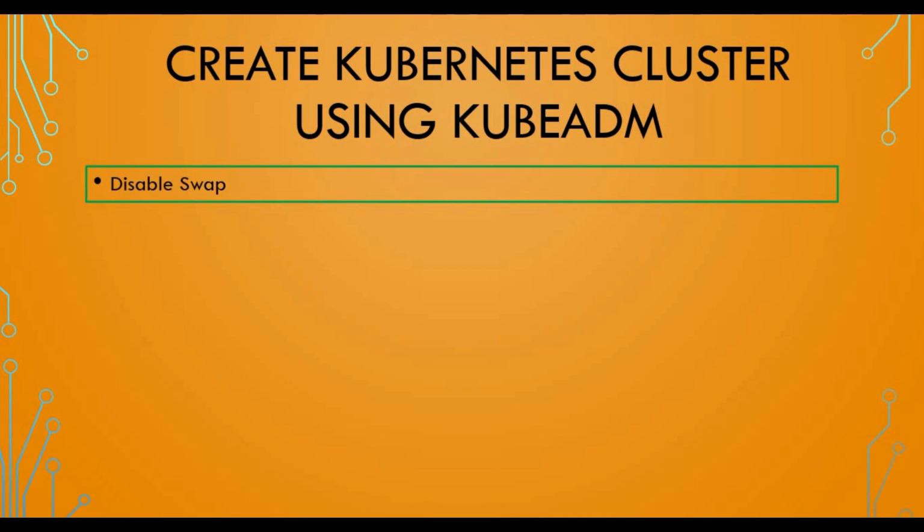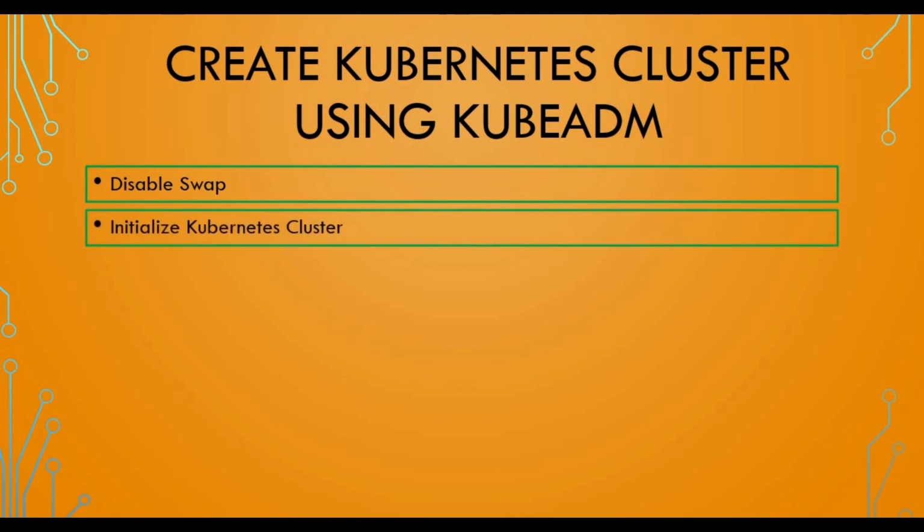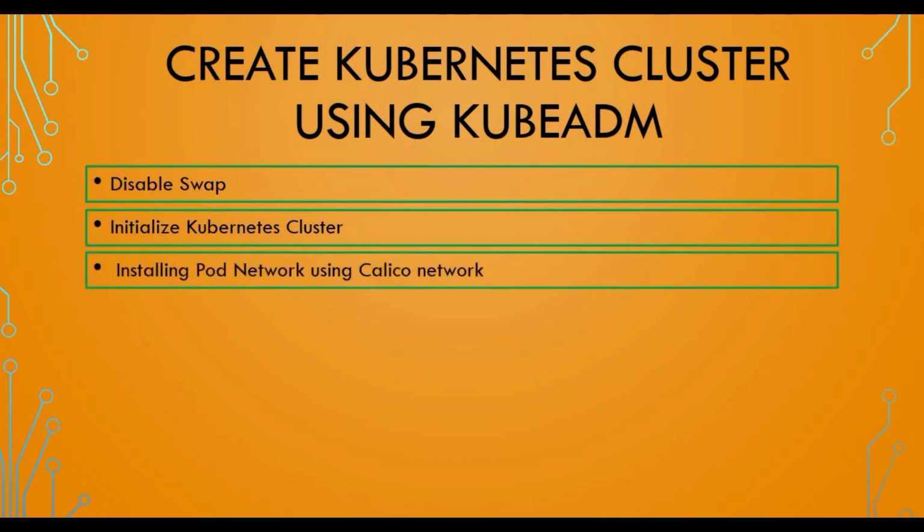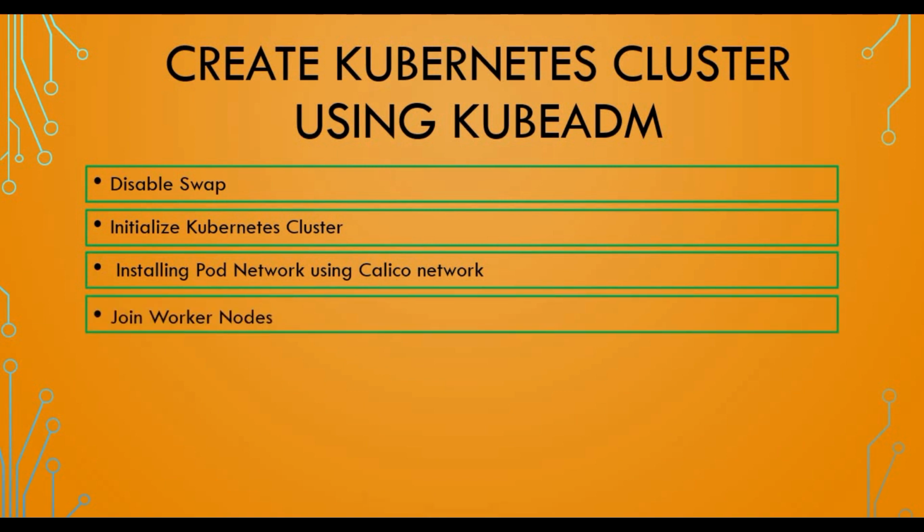So as I said, it's a lengthy process, so we have to disable swap on those machines, and we will initiate the Kubernetes cluster on the master first. Then we will get the token for joining the nodes, so we'll make a note of that. And we'll also install the pod network using Calico network on the master, so that it can interact with the nodes. And then we will run the command to join the worker nodes to the master on the worker nodes.